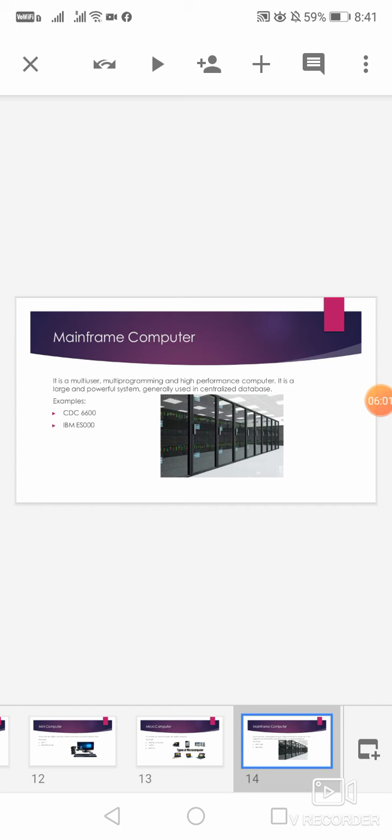The last one is a mainframe computer. It is again a multi-user device, with multi-programming. That means more than one program can be executed at the same time. It could be MS Word on one side and MS Excel, or you are using the internet parallelly. All that can be used at the same time in this. It is a large, powerful system, and it is a centralized database. You can see the picture here. It stores all the data in one place, and many people can access it. Examples are CDC 600 and IBM ES 000.